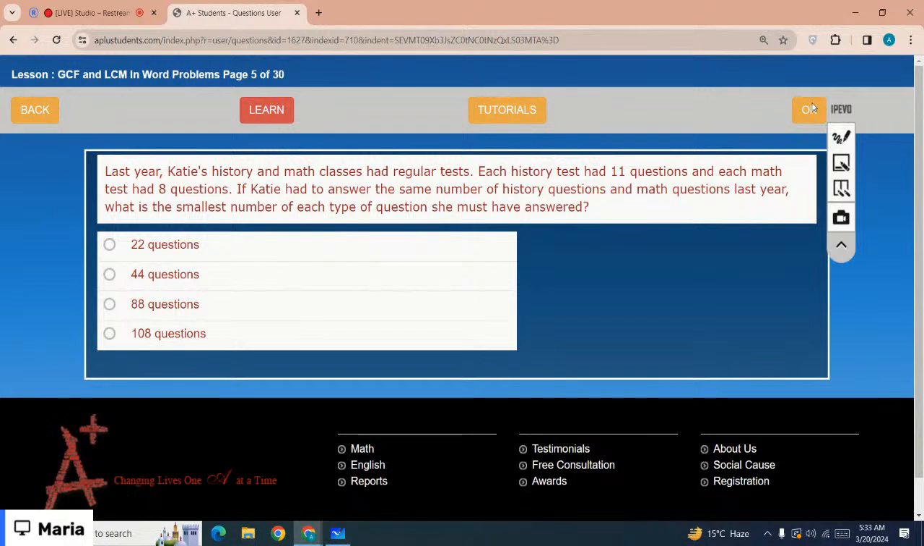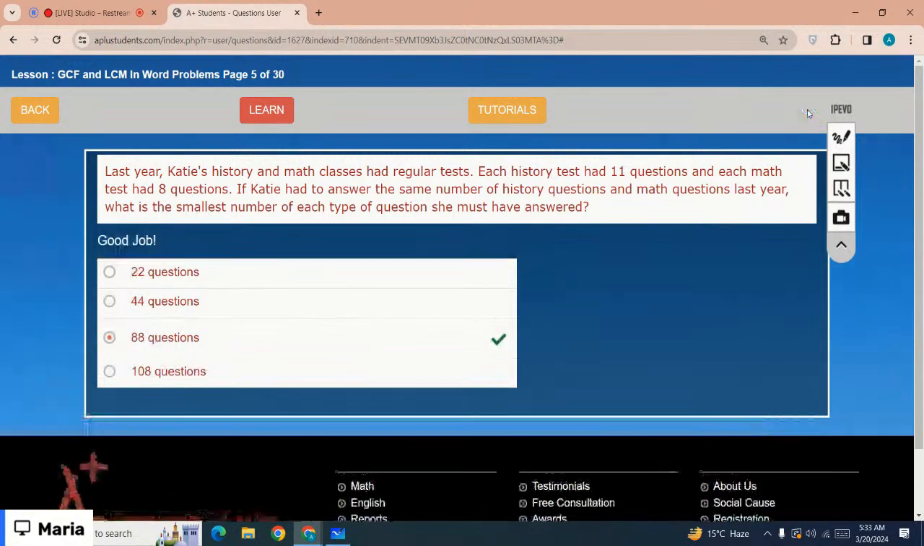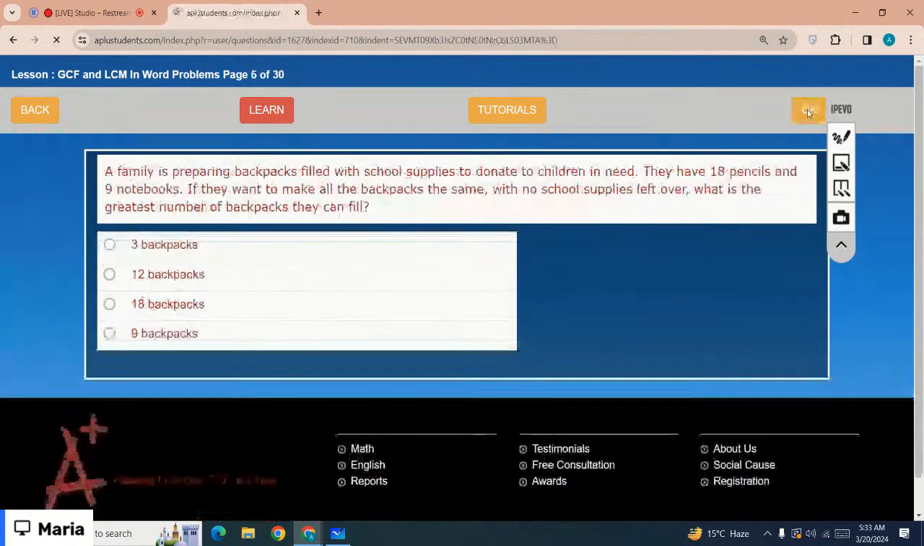The correct option is... the smallest number you have to find, right? And the smallest number is 88 questions. 11 times 8 is 88. Okay, you can complete the lesson by yourself later today. Let me just move on to the next lesson.